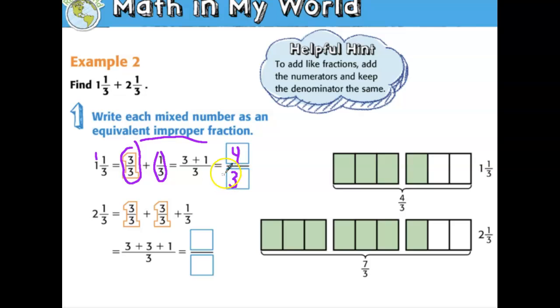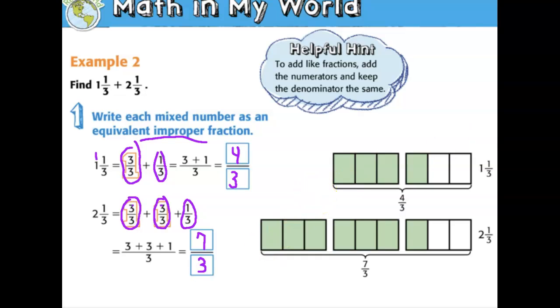Okay. Now my 2 1/3, well, I have 2 wholes. So the 2 wholes is going to be 3/3, which is a whole, plus 3/3, which is a whole. And we're going to add it to my fraction part, 1/3. So if I do 3 plus 3 plus 1, I have 7/3. And again, here's your fraction strip over there.